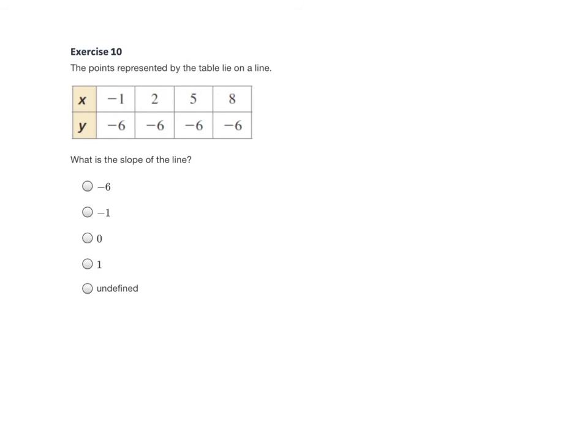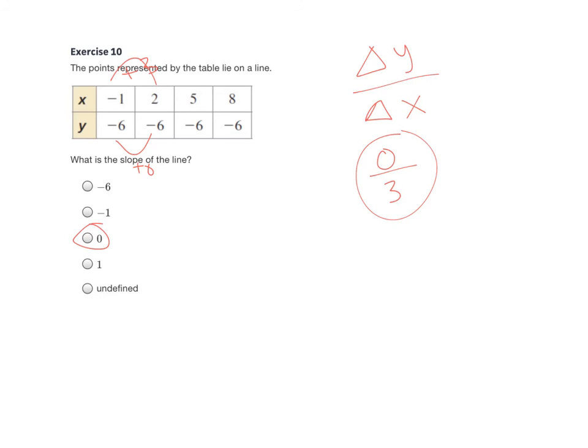Alright, exercise 10. The points represented are on a line. So let's say negative 1 to 2 is positive 3. Negative 6 to negative 6 is 0. So remember, it's change in y over change in x. Our change in y is 0. There is no change. And then we have plus 3. So whenever there's 0 in the numerator, it is 0 slope.